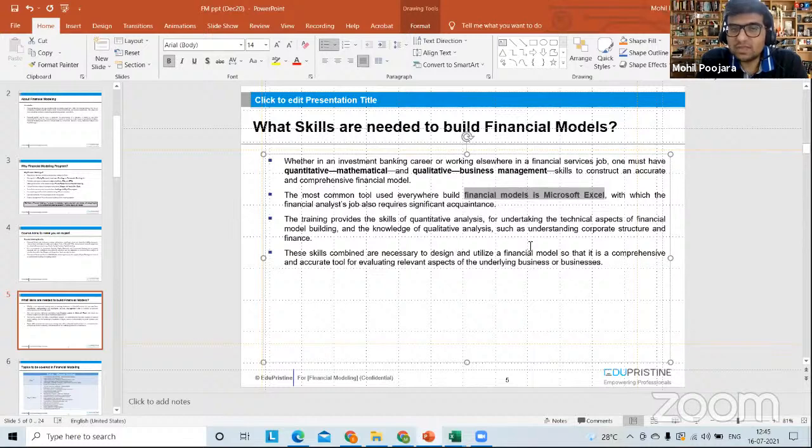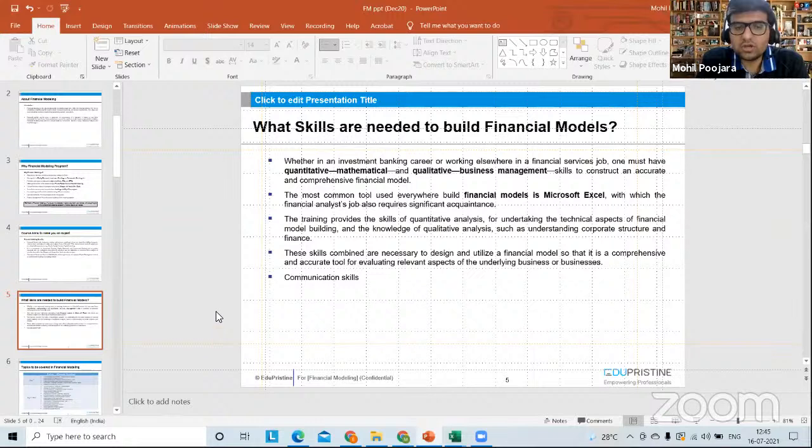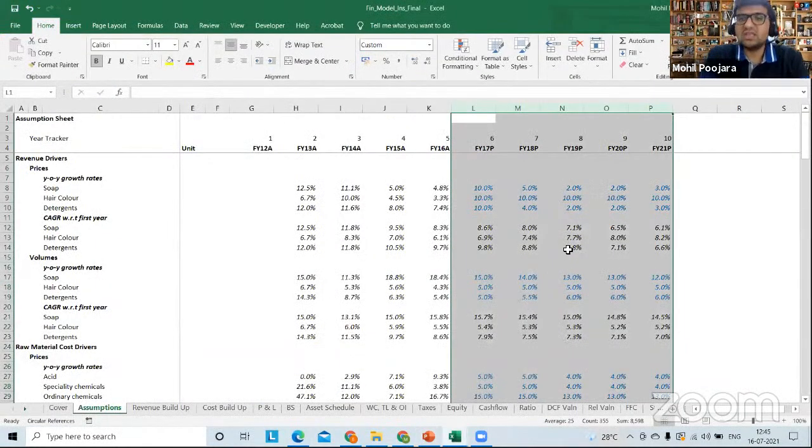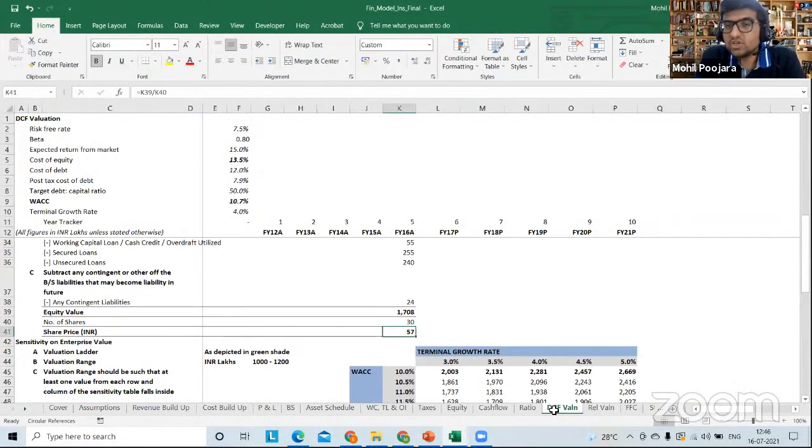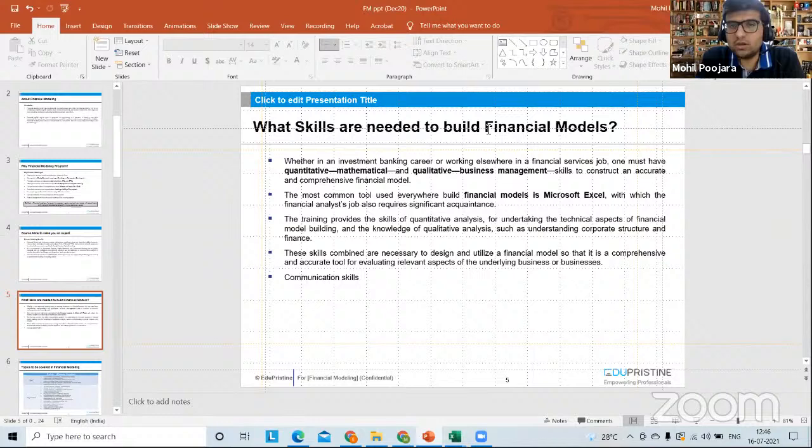And then the last skill is something which I don't see here right now, which is communication skills. Because if you look at people in the investment banking industry or in the equity research industry, they are really good communicators. They are people who can tell a story. They are people who can take a complex model like this and explain it to investors or clients or managers in very simple language. Because just explaining all of these calculations is going to take a lot of time and effort. So not just the ability to build complex financial models, but the ability to explain them to others is also equally important. So these are some of the important skills that you need to build financial models.